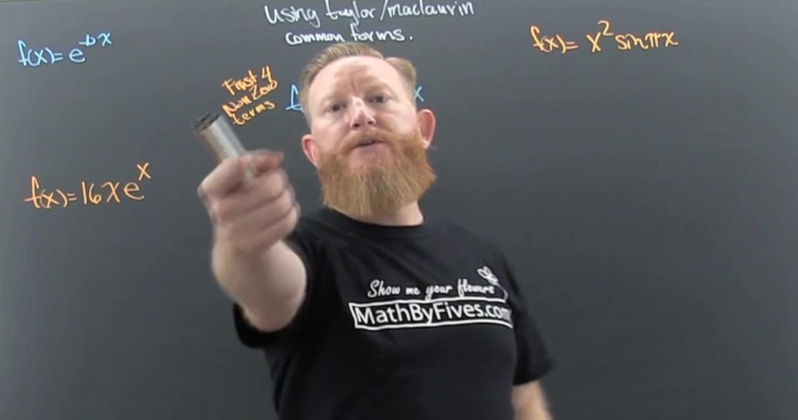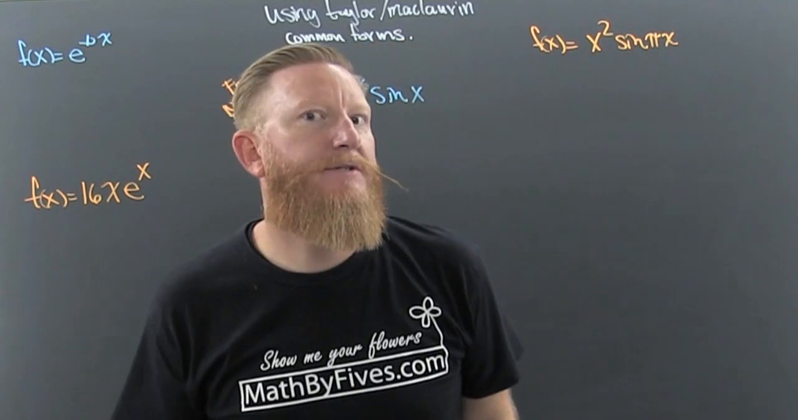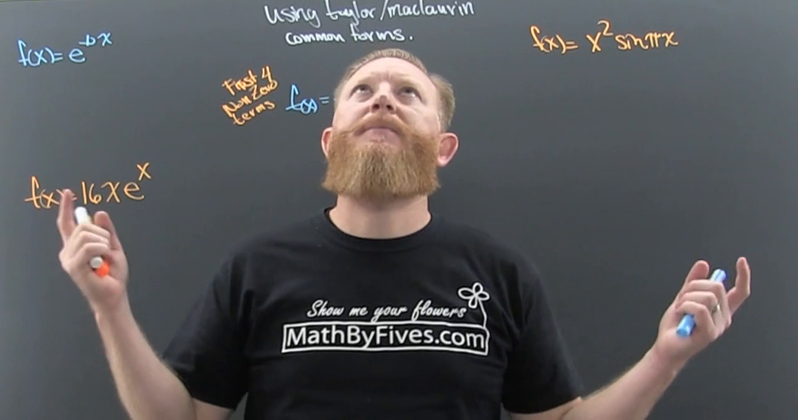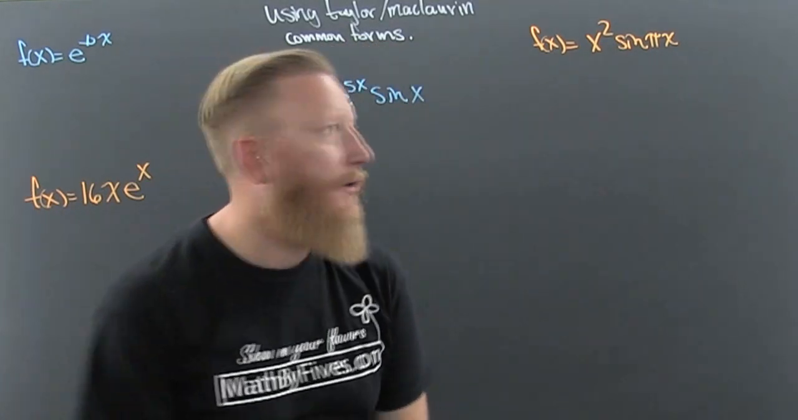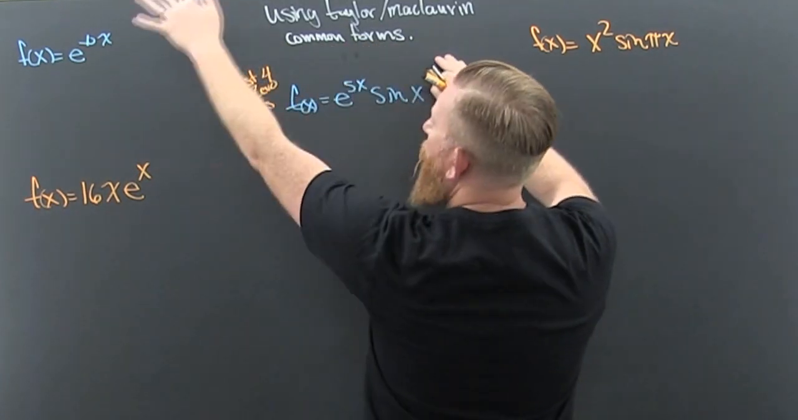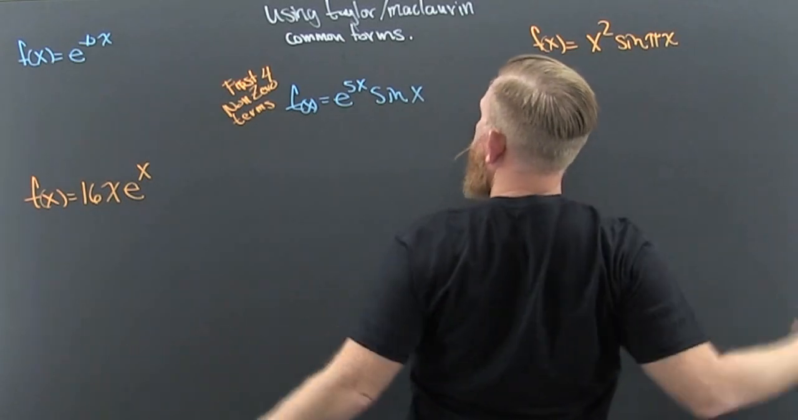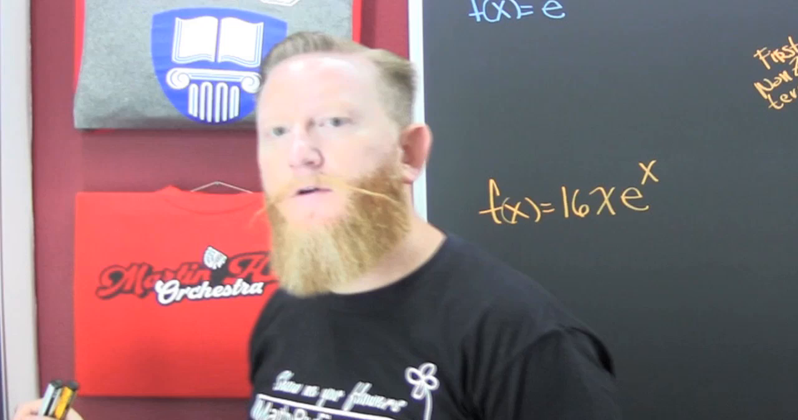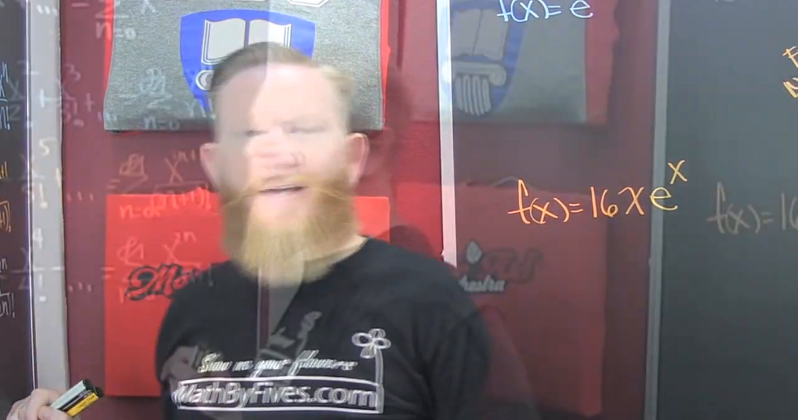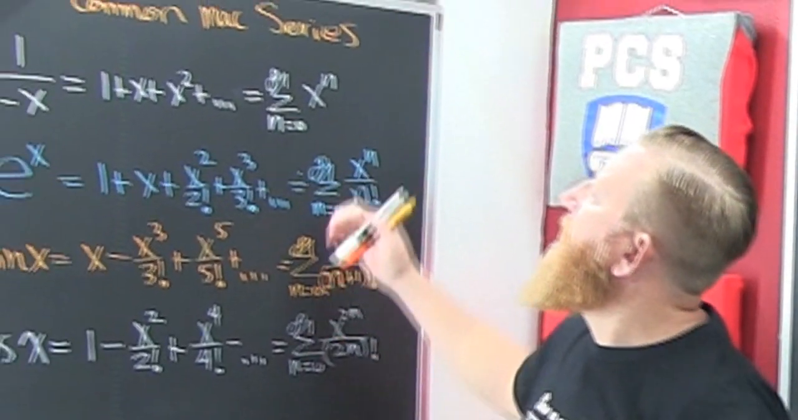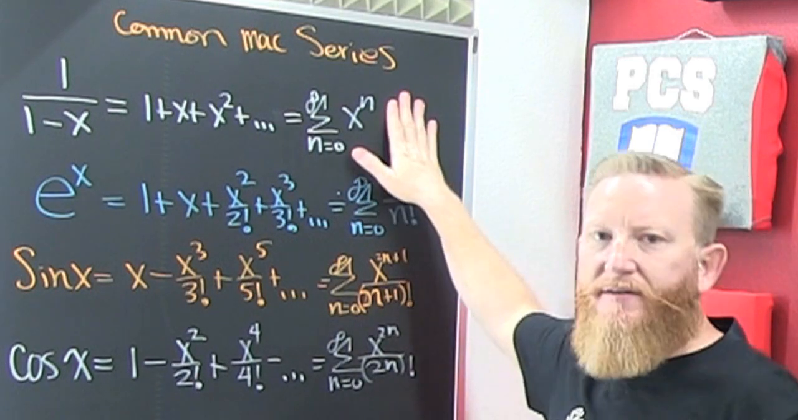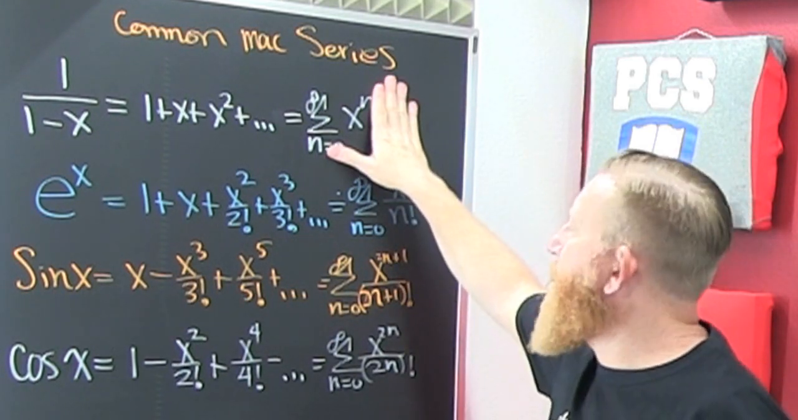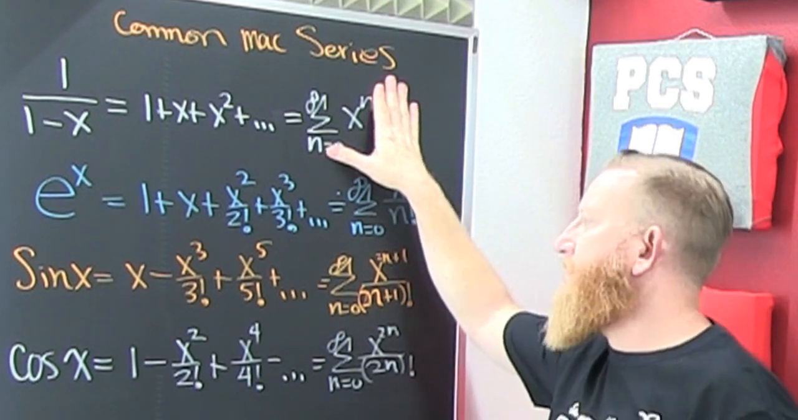What are we doing? We're using Taylor series, Maclaurin series really. They're common forms. Yeah, all right, so we're about to do these four examples, but first we have to see those common forms. Y'all saw me derive all of these. That was the power series. That was like three sections ago.